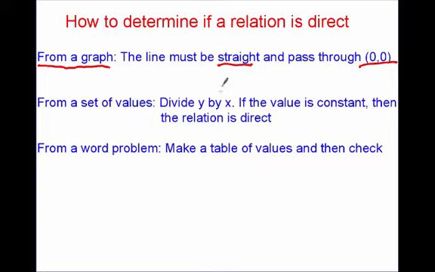From a set of values, we're going to take all of our y values and divide them by their corresponding x values. If we get the same number every time, the relation is direct. If we don't get the same value every time, the relation will not be direct. And then from a word problem, we're just going to make a table of values, and then do what we did for the set of values. So we're going to do quite a few examples here today, to make sure we understand this concept.